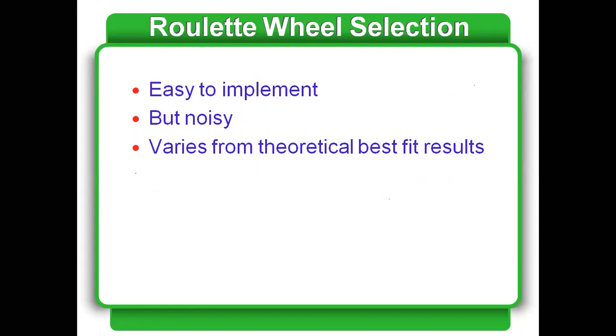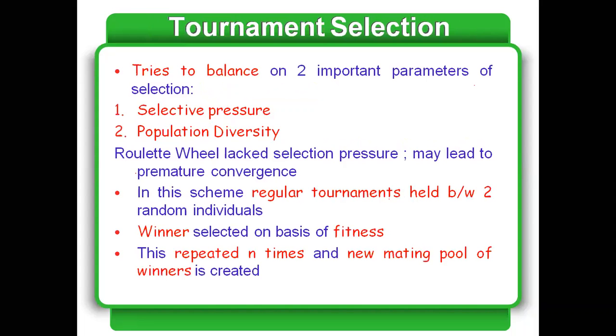Okay, so we were getting those results which are far apart. So it varies from theoretical best fit results. They are not always as good as we are expecting theoretically. So a better scheme was devised in 1989, which is tournament selection, the next scheme that was devised.